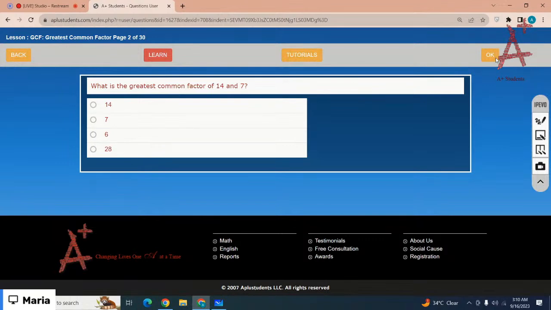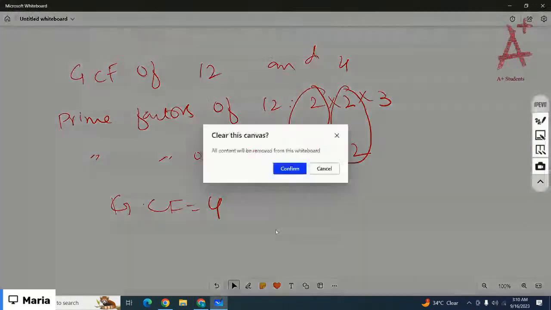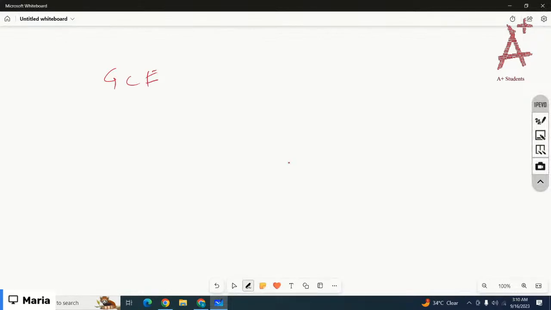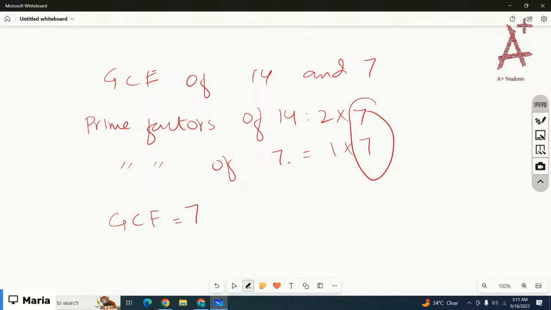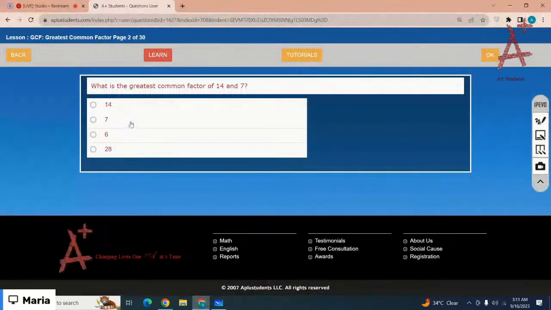What is the greatest common factor of 14 and 7? GCF of 14 and 7. Let's write down the factors of 14 and 7. They are 2 times 7, and the factors of 7 are 1 times 7. The common factor is 7. That means the GCF is 7. The correct option is 7.